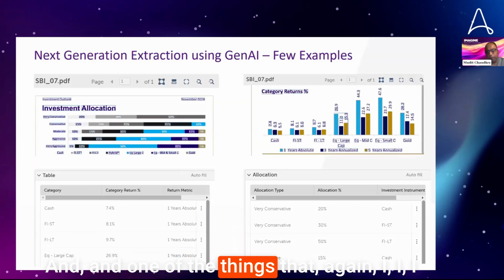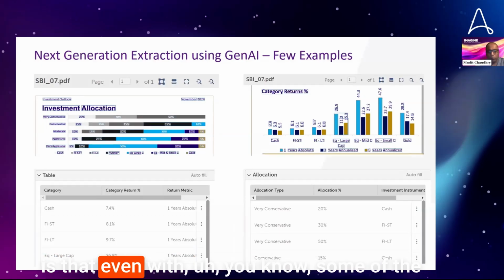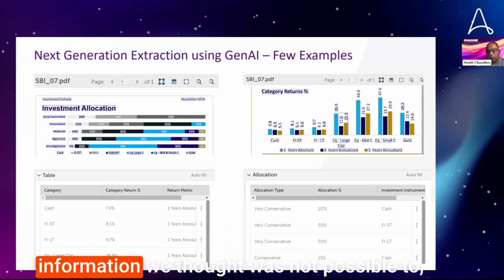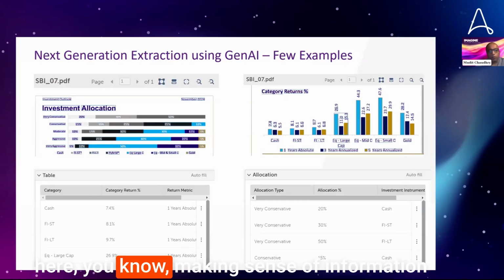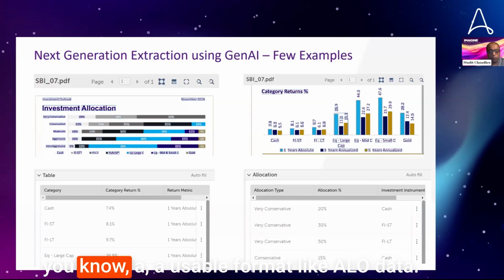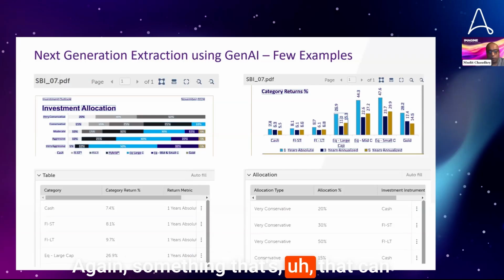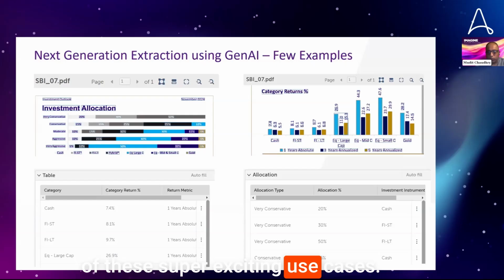And one of the things that I talk about in some of the forums as well is that even with some of the information we thought was not possible to extract, like you have this graph here, making sense of information available in a graph and converting it into a usable format like tabular data is something that can be made possible using some of the foundational technologies of GenAI and GenAI with vision. So these are some of the super exciting use cases.